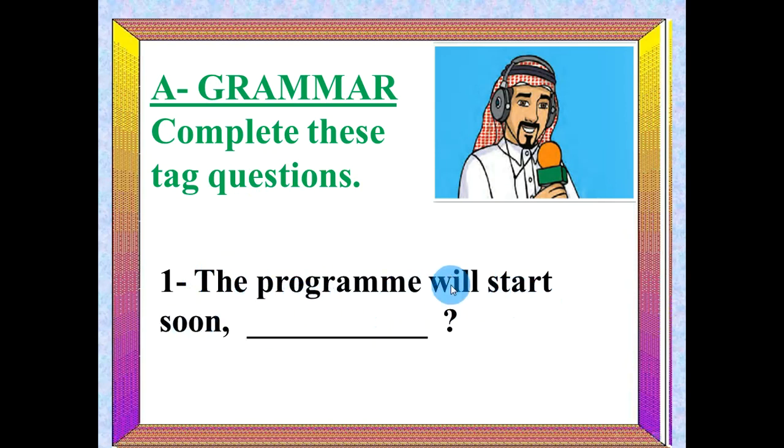Yes, great. Here we have the auxiliary verb will. Okay. Here will is in an affirmative sentence, so we transform it into a negative question. So will here becomes won't, followed by the subject it. Okay. So the answer is, yes, great, won't it.